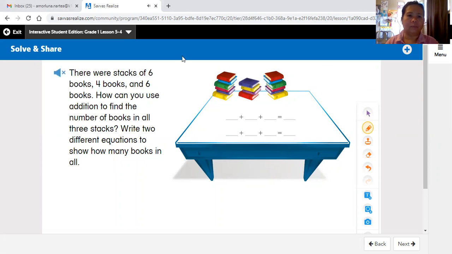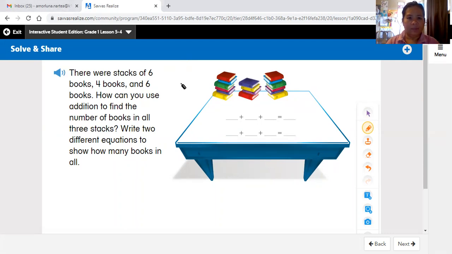There were stacks of 6 books, 4 books, and 6 books. How can you use addition to find the number of books in all 3 stacks? Write 2 different equations to show how many books in all.